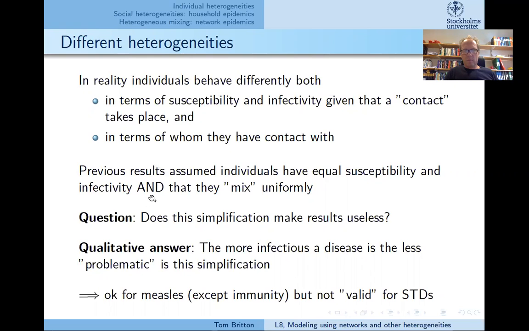So a question is, the earlier results that I've talked about assumed this was not the case. Assuming that people are equally susceptible, infectious, and that they mix uniformly, does this simplification make results useless? I would say that they are important, but they fit reality less. It is less problematic the more infectious a disease is. Probably the most infectious disease around is measles, but there are also lots of other so-called childhood diseases, and possibly also influenza and COVID-19, but slightly less, I would say. Whereas in the other extreme, you have sexually transmitted infections where you need a very intimate contact in order for a transmission to take place. And then it is completely unrealistic to assume that you mix uniformly with others.